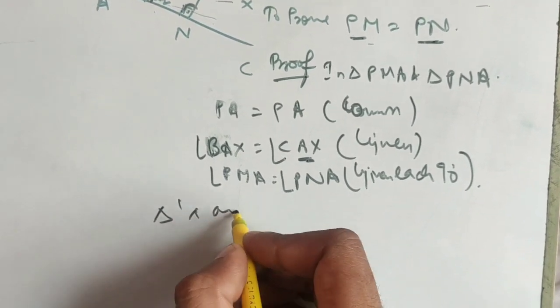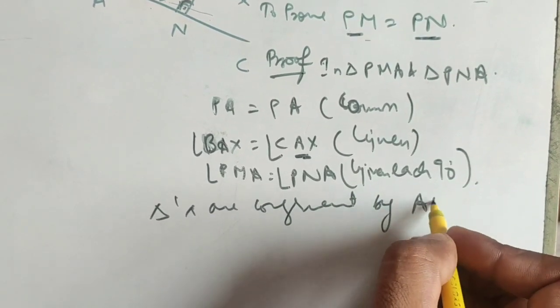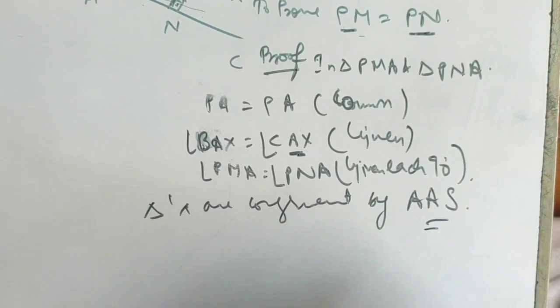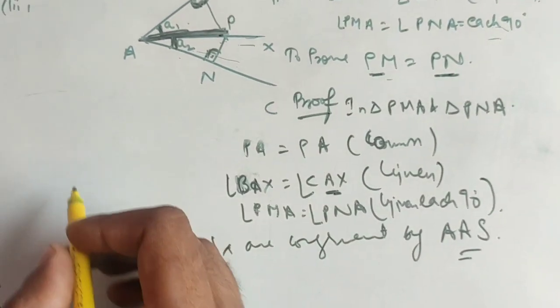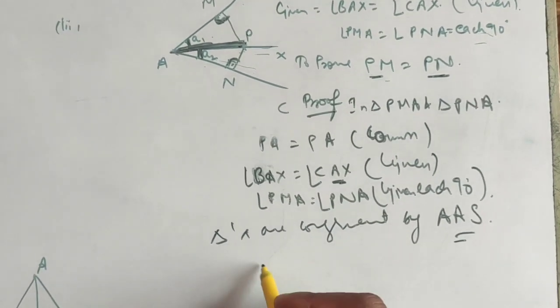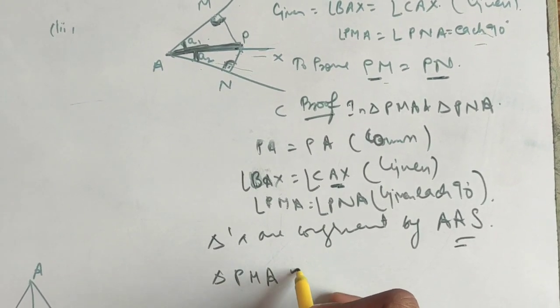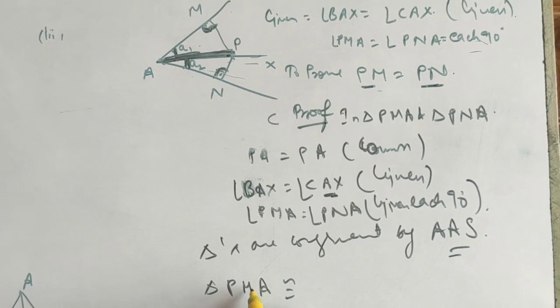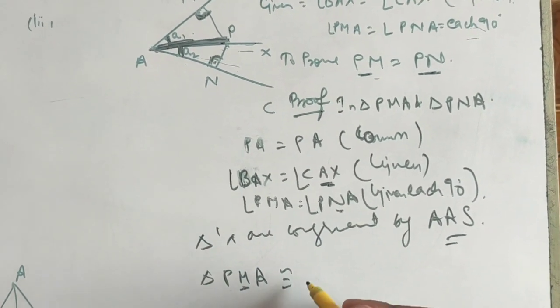Triangles are congruent by angle side. Now we need to write down the names of the triangles which are congruent. So triangle PMA is congruent to. Now we know that this angle M is equal to angle N, because each is 90 degrees.